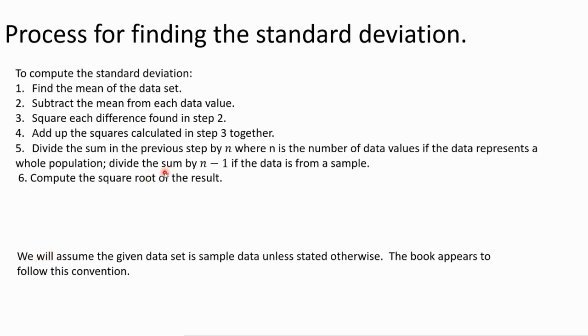And just remember also, if you have sample data, you divide by n minus 1 in step 5, where n again is how many data values you have. Whereas if you have the whole entire population, then you divide by n, the number of data values. I honestly don't know why we divide by n minus 1 instead of n for sample data, but that's just what people do.